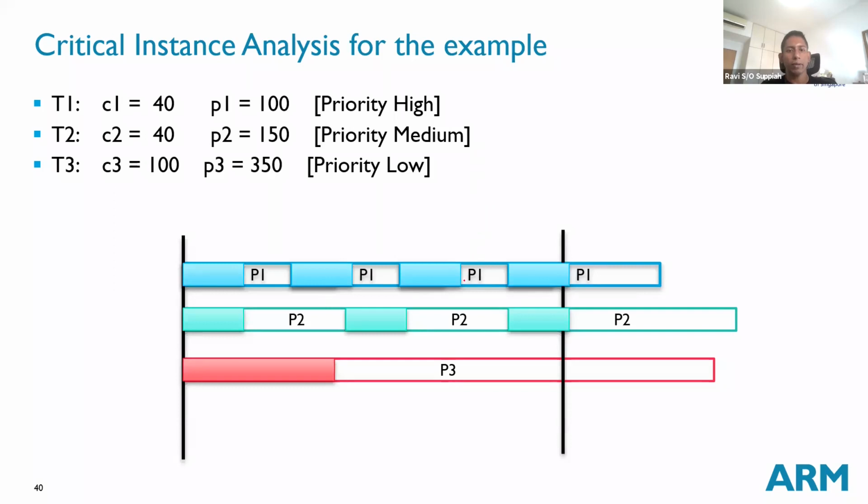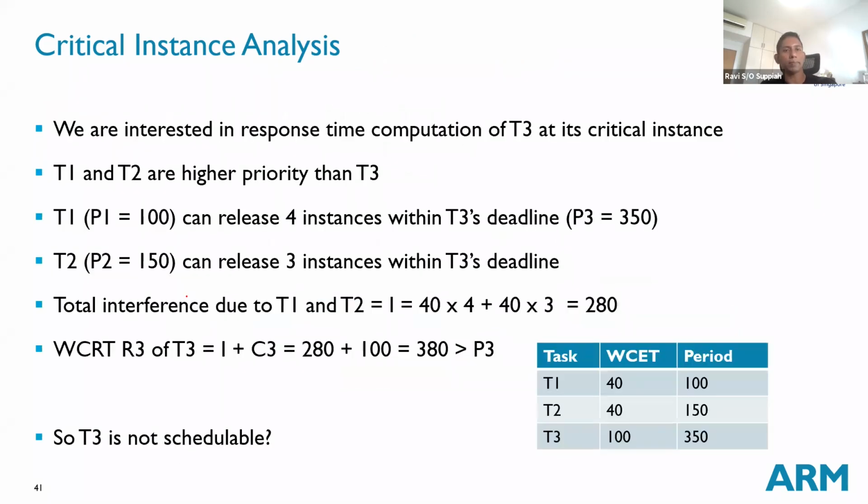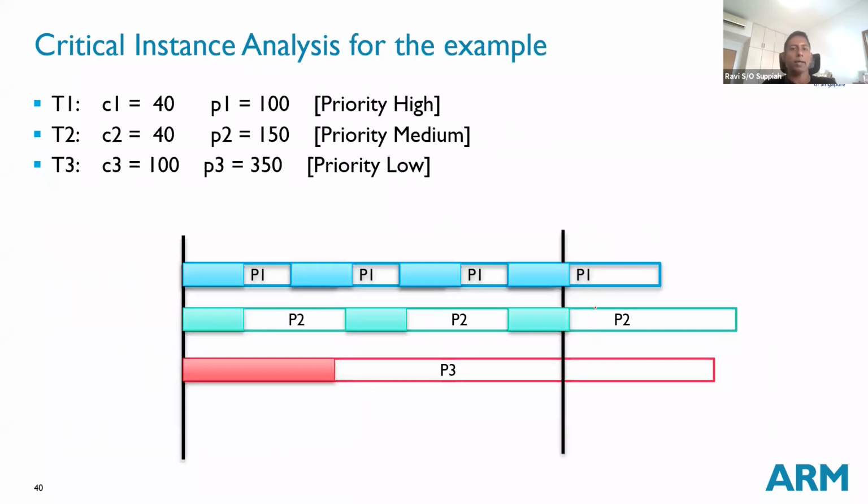So we know we have 3 tasks with these 3 parameters here. Now let's look at what is going to happen. We are interested in the response time computation of task 3, because when we added task 3, we failed the utilization bound. So what is the deadline of task 3? The deadline of task 3 is the period, which is 350. Correct.